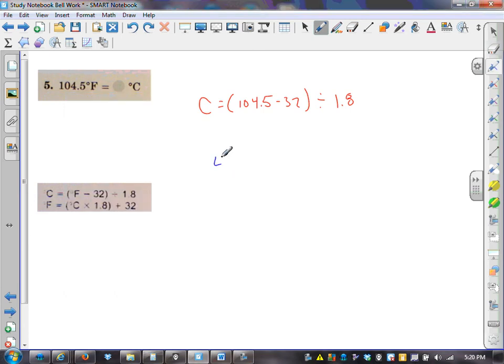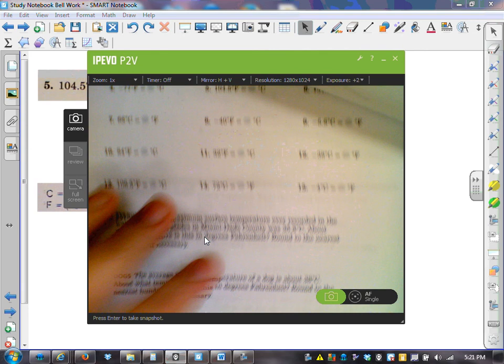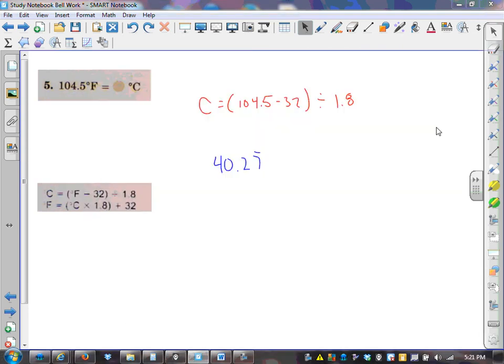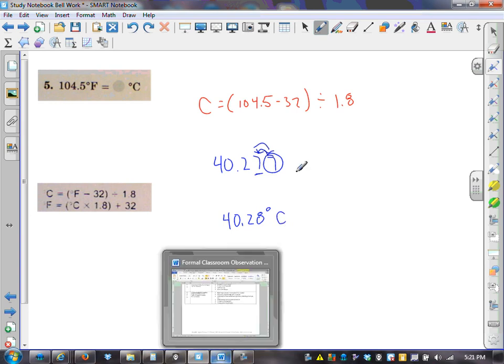40.2777, so 40.27 repeating. And let's look, does it say anything about what it wants us to do with that? Round to the nearest hundredth if necessary. Of course, we should have looked at that first. So this is the hundredths place. After this would be another 7. So this 7 tells that 7 to go up to an 8. So 40.28 degrees Celsius.